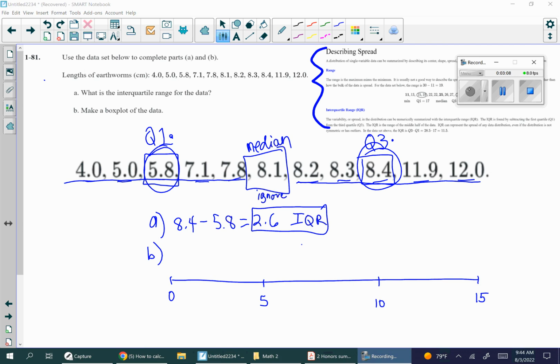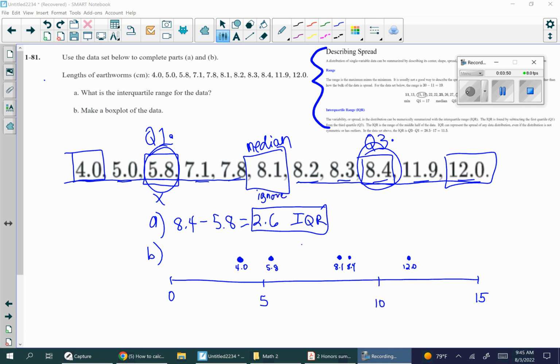We are also being asked to complete a box plot of this data. And in a box plot, you just create a number line that you know is going to hold all of the data pieces. So I started one by going from 0 to 15 here, because I know it's going to be able to hold anywhere from 4 to 12. From this point, all we do is plot 5 important pieces of data on the number line. We plot the lowest data point, the highest data point, and then the 3 data points that we calculated, the 5.8, the 8.1, and the 8.4. And so let's go ahead and plot those and see what this looks like.